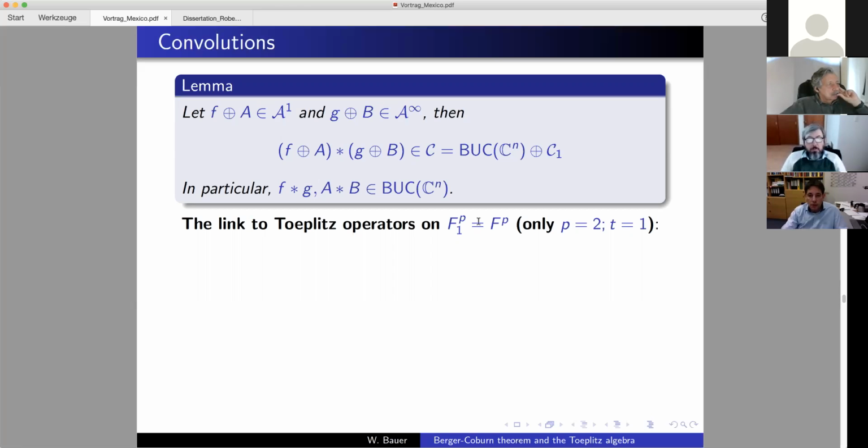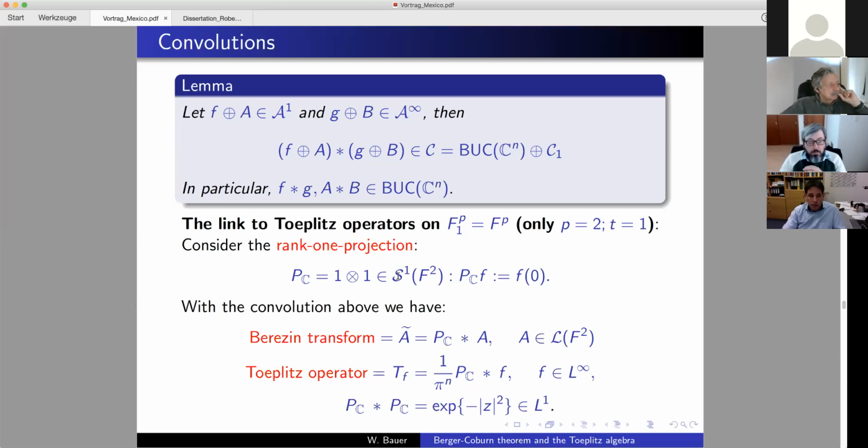I want to do this just in the case where p equals 2 and t equals 1 to make things a bit simpler. And here are the relations. In particular, I can look at the rank 1 projection on the Fock space, which just takes a holomorphic function and evaluates at 0. That is certainly a trace class operator. It's a rank 1 operator. And if I take a convolution of a bounded operator with this rank 1 projection, then I produce a function. And that function is just the Berezin transform. So it's another way to write the Berezin transform of an operator.